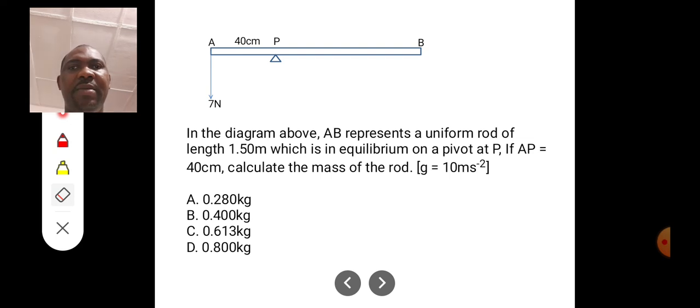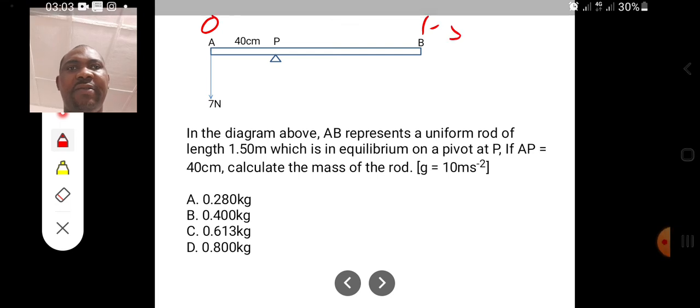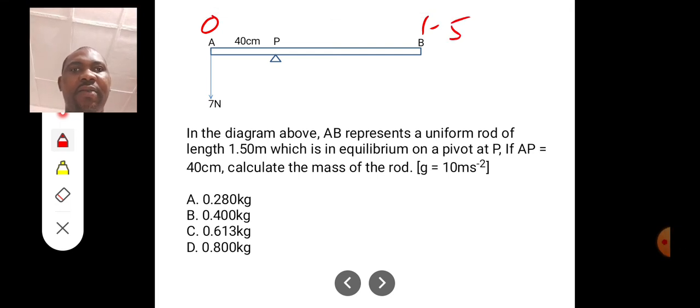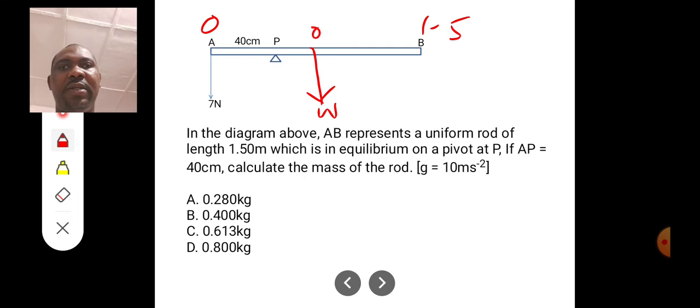So that means here is 0, while here is 1.5. Okay. Now the weight of this ruler must act, since it's a uniform rod, at the center of gravity. The center of gravity will be 0.75. That's 1.5 divided by 2. So it will be somewhere here. So that's the weight. That will be at the 0.75 mark.